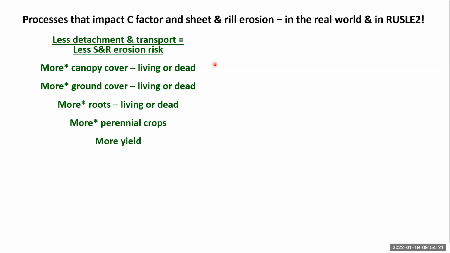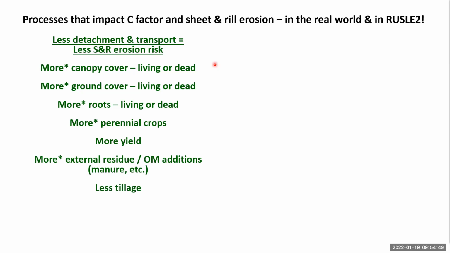I'll show you what that means in a moment. More yield. Folks, more yield is better for erosion prevention. More canopy gets you more cover when the stuff dies, more roots, okay? More external residue, right? In RUSLE2 and in the real world, when you apply manures and other organic matter mulches, they will, maybe not in a dramatic way, but they will improve your erosion performance.